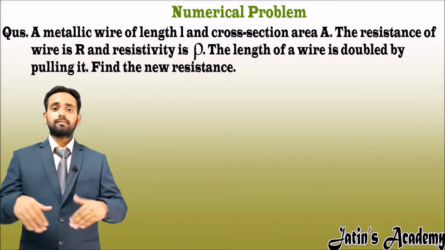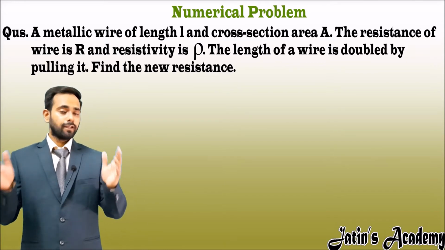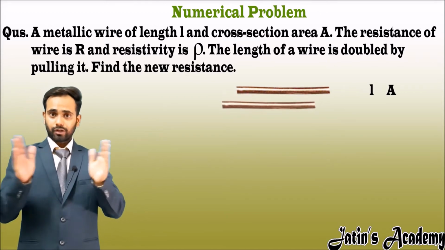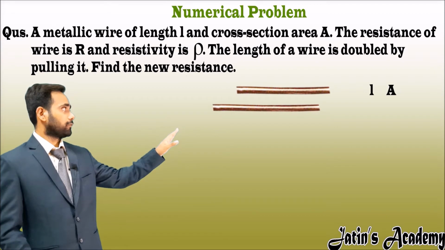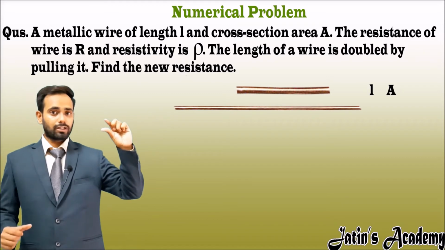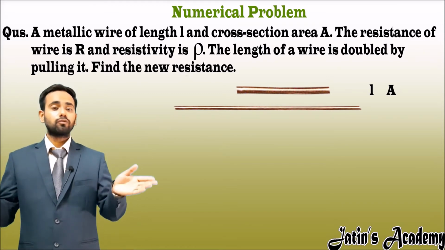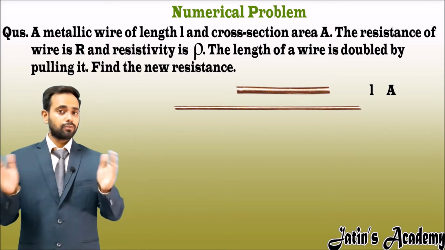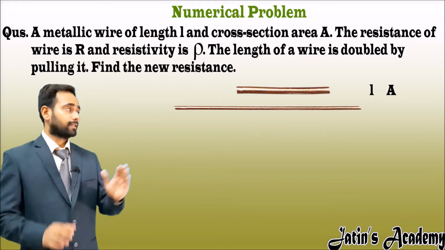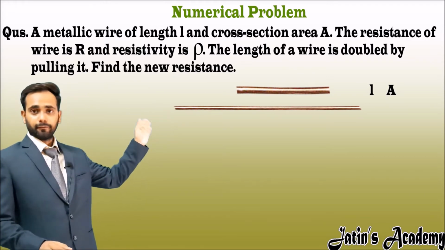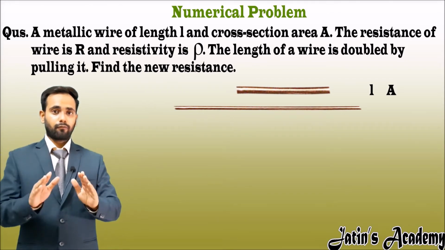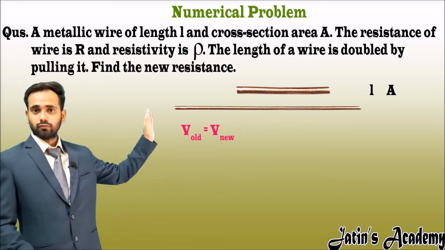First of all, understand what we are doing in this numerical. Here we have a wire having length L and cross section area A. We are stretching the wire by applying a tensile force, and by applying the force the wire length increases but the cross section area on the other side decreases. So we have to calculate the new resistance of the wire. First of all understand that both wires have different length and cross section area but the volume remains the same. So we equalize the volume: volume of new wire equals volume of old wire.